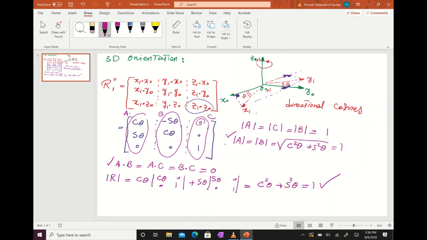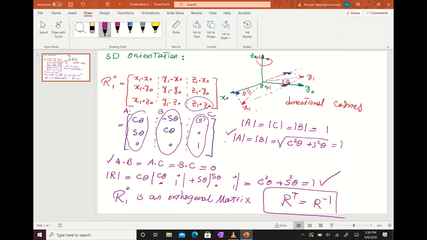So R1, frame 1 with respect to frame 0, is an orthogonal matrix. By the way, you can examine the other property, that R transpose is equal to R inverse. Obviously, just examine that one.